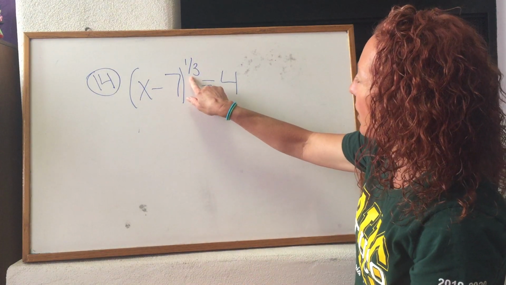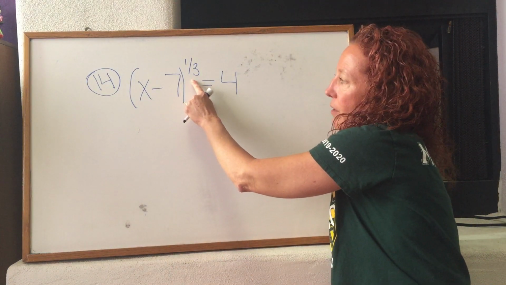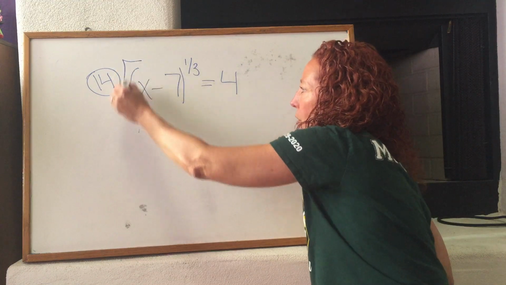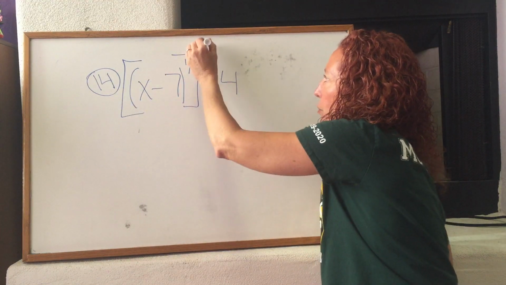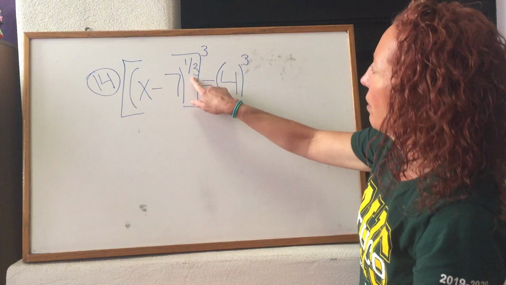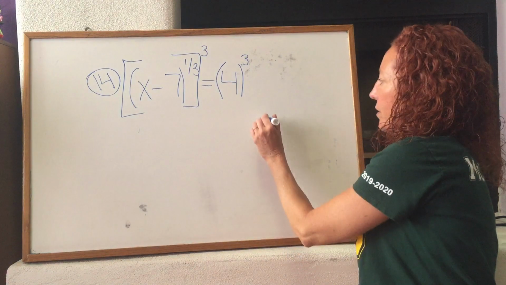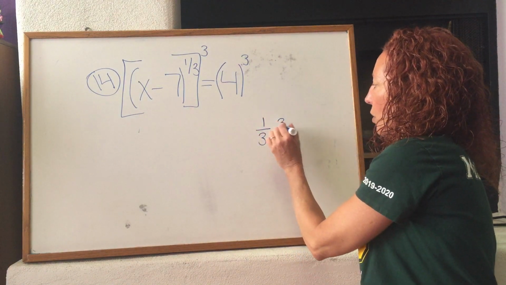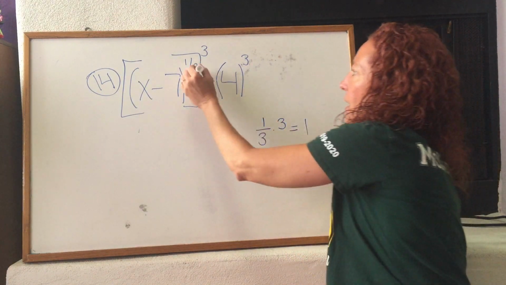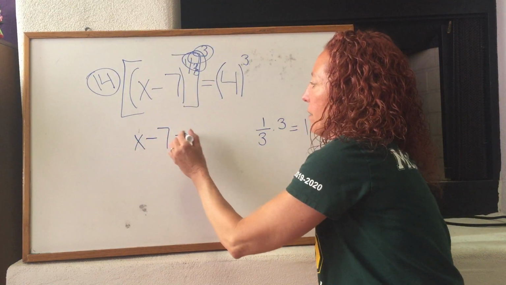How do we undo taking something to the 1/3 power? This is the same thing as cube root. So I'm simply going to cube both sides. And if you recall, taking a power to a power, you multiply the exponents. So 1/3 times 3 is just 1, and that makes that go away, and we have x minus 7.